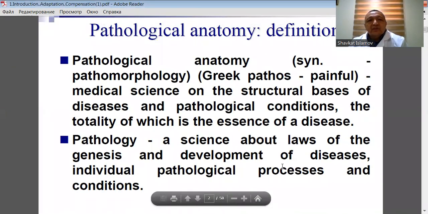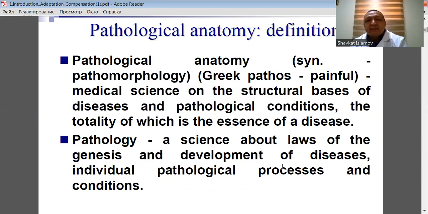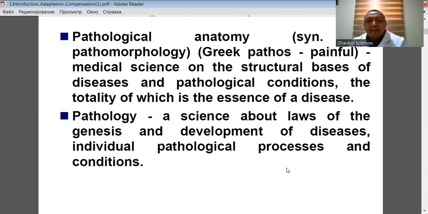Pathological anatomy definition: the science of the structural basis of disease and pathological conditions, the totality of which is the essence of a disease. Pathology is the science about the laws of the genesis and development of disease, individual pathological processes and conditions.